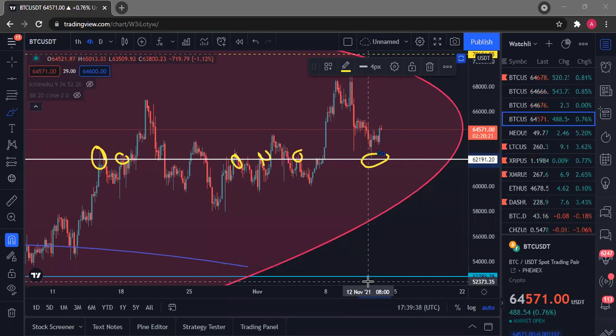And in this video, we'll be talking about our continuation of how to draw a true support and resistance. I mean a very strong level.